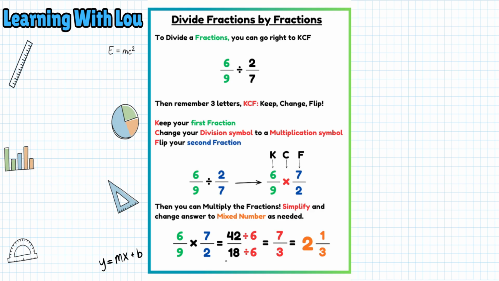So first thing I'm going to do here is simplify. I have 42 over 18. I found my greatest common factor, which is 6. So I did 42 divided by 6, which gave me 7, and 18 divided by 6, which gave me 3. So I ended up with 7/3. Change that into a mixed number, and you get 2 1/3 as your final answer.